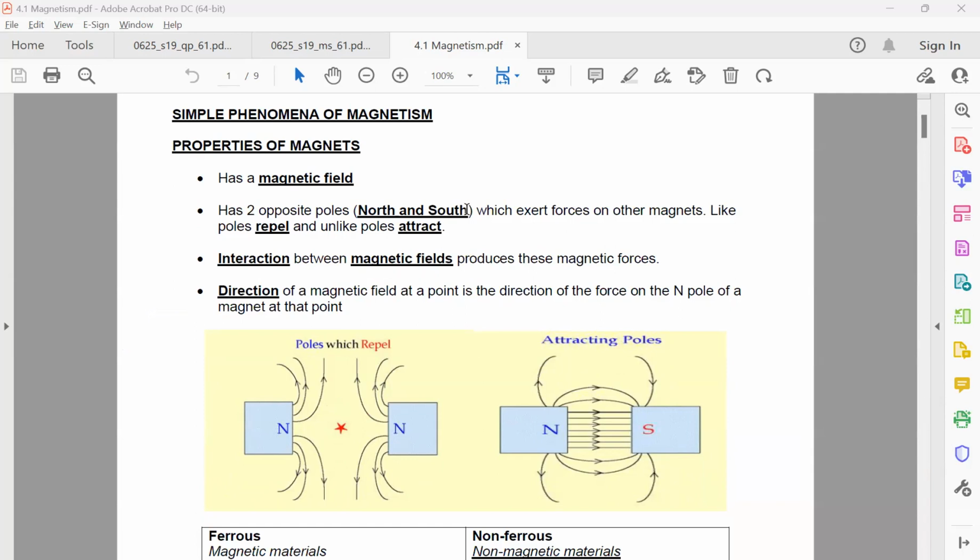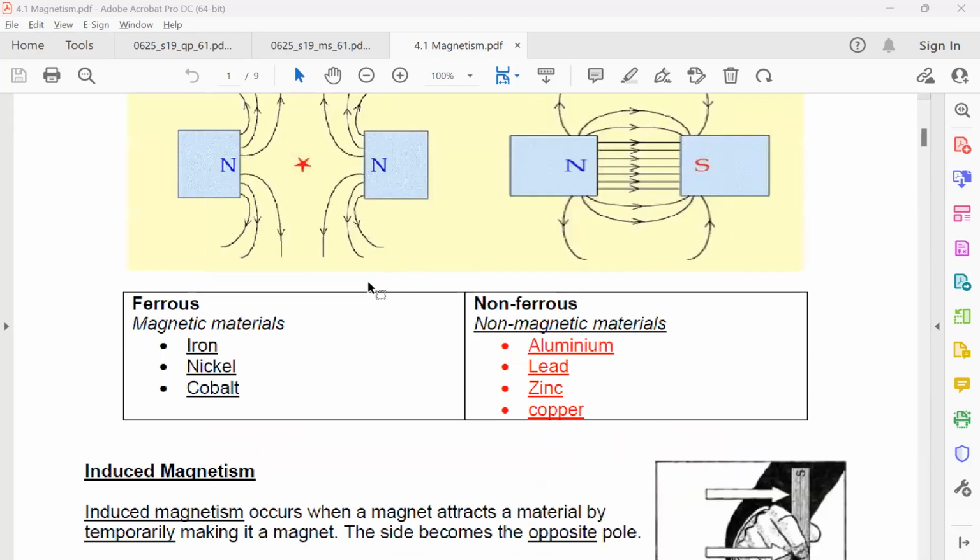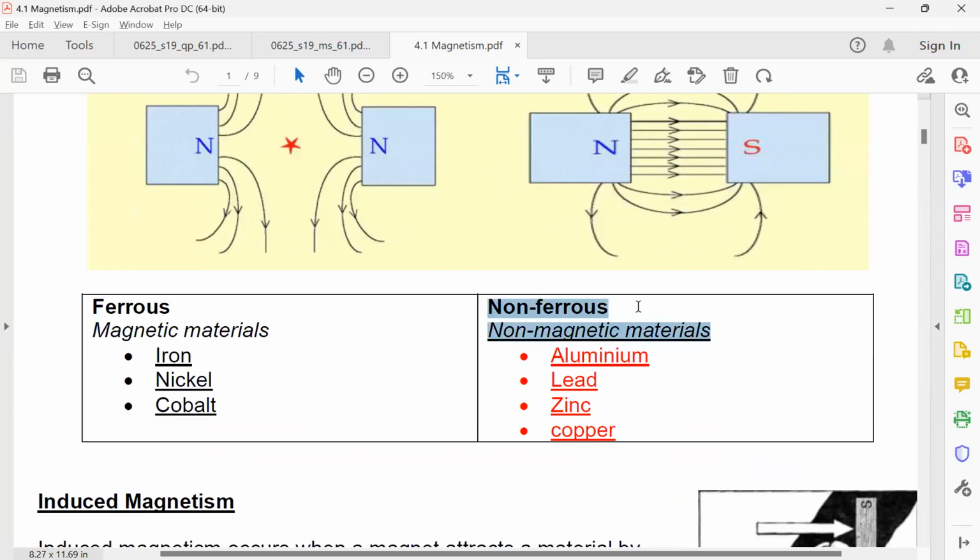You know that the reason why there is an attraction or repulsion force is simply because of the interaction between the magnetic field, which is invisible, right? We'll go into more detail about that later on. We're going to learn about the main difference between ferrous and non-ferrous. It's just a fancy term to say magnetic and non-magnetic materials.